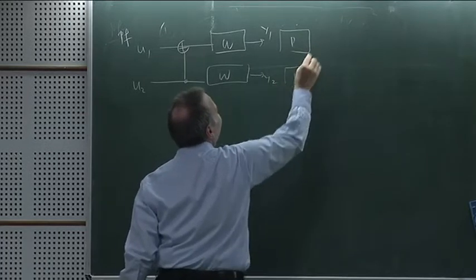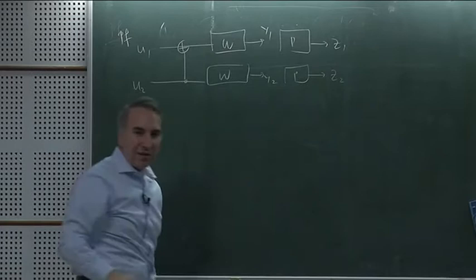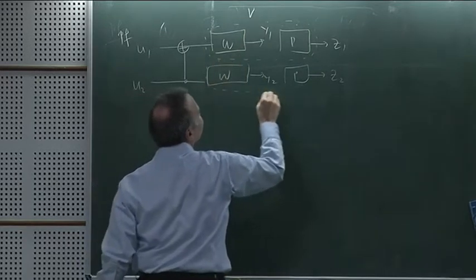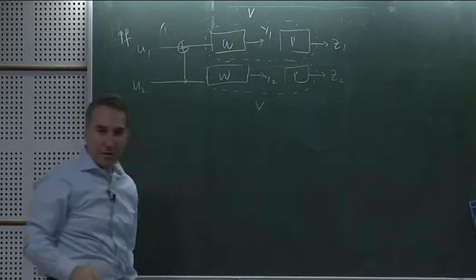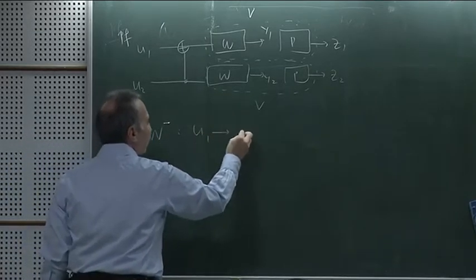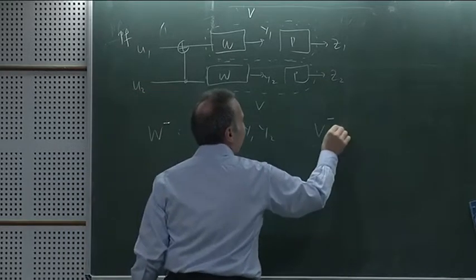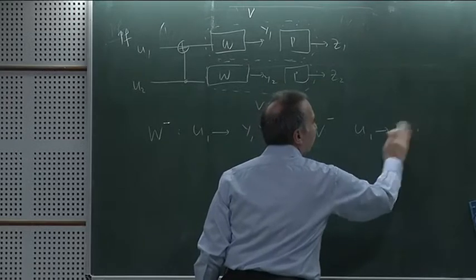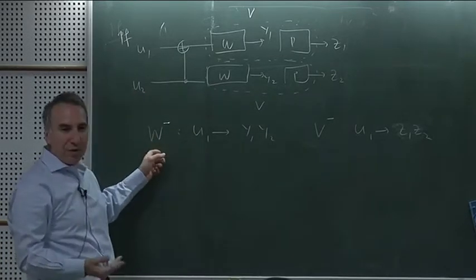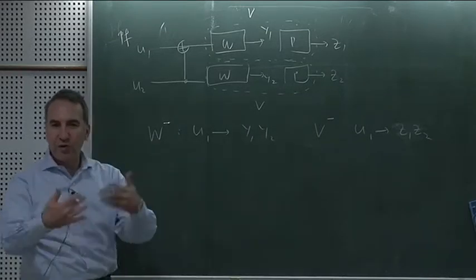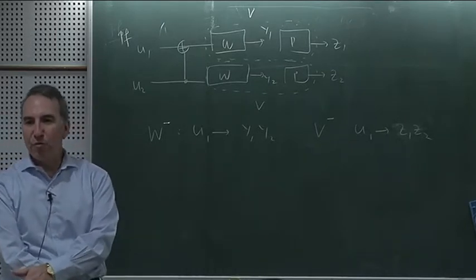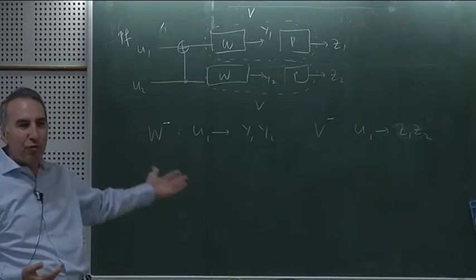And I have these processors to create Z1, Z2. So this is a V, and this is another V. If you look at this diagram, W minus is the channel between U1 and Y1, Y2, whereas V minus is the channel between U1 and Z1, Z2. So clearly, this V minus is the channel W minus whose outputs Y1 and Y2 are processed by the same processor, one for Y1 and one for Y2. So V minus is realized by processing the output of W minus. Consequently, V minus is degraded with respect to W minus.